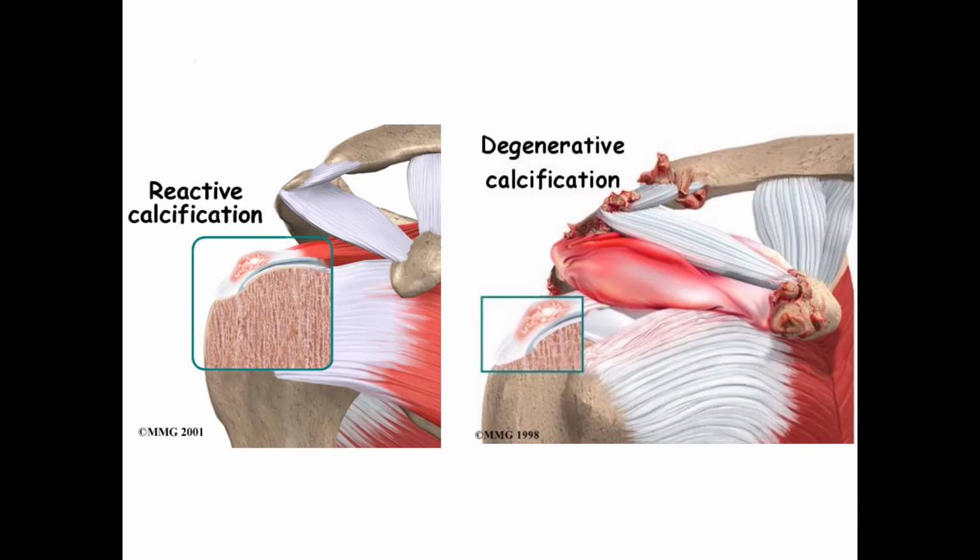So there are two types of calcification. One is known as reactive calcification, which may be because of overactivity or imbalance between the rotator cuff muscles and the other scapular muscles. And the other is degenerative calcification, which is an age-related problem, and there is no such force alteration, or there is no imbalance between the different muscles involved. So it is known as degenerative calcification.